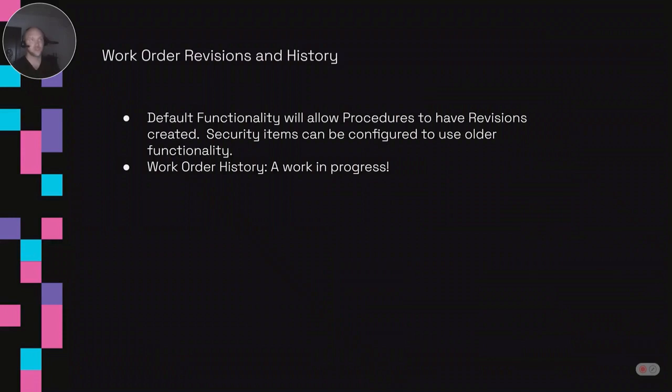Work order revisions in history. Previously to 13.1, we didn't have histories for anything in the order system, estimates, invoices, or work orders, so that has been added. So if somebody makes a change after the fact, you'd actually be able to see when that happened, who did it. And we're also offering revisions.